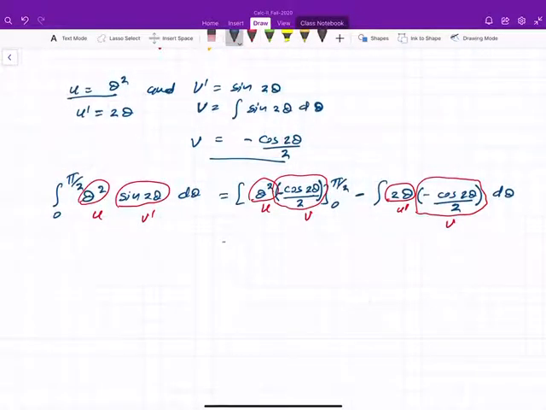You have to simplify this part. First you have to apply the upper limit, which is pi over 2. Here pi over 2 is squared, because that is theta square. And then here you have minus half. I'm going to put that minus half here in front, and then cos 2 times pi over 2. Okay, minus, then you have to apply 0, you get 0.